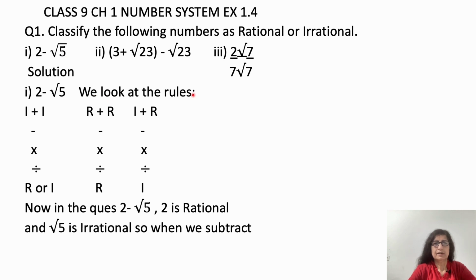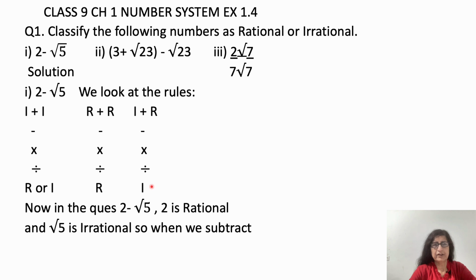We look at the rules. The first rule is when we add, subtract, multiply or divide two irrational numbers, we get a rational or irrational number. Rule number 2 is when we add, subtract, multiply or divide two rational numbers, we get a rational number. Rule number 3 is when we add, subtract, multiply or divide a rational number by an irrational number, we get an irrational number.